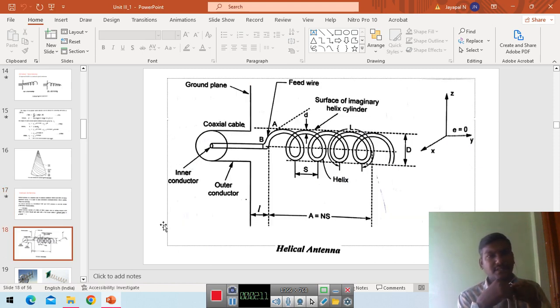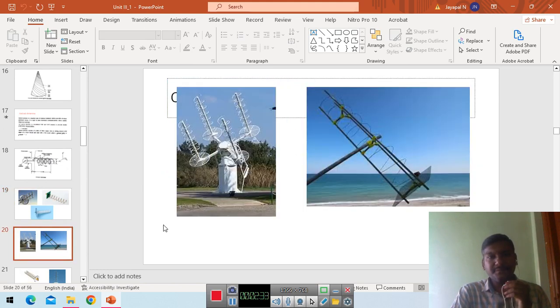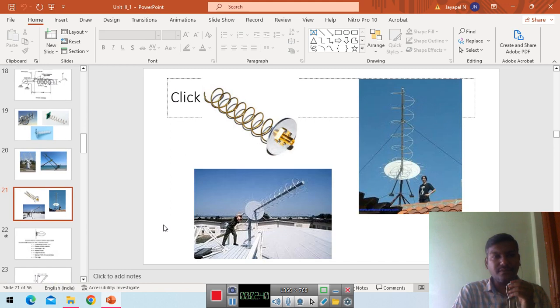The antenna is fixed on a ground plane and it has a number of turns, and it is considered a slow wave structure. We give the input through a coaxial cable, where the inner conductor is connected to our helix and the outer conductor is connected to our ground plane. These are the various forms of practical helical antennas used for producing circularly polarized waves, in various shapes and types.